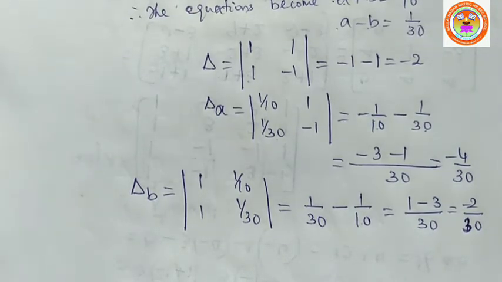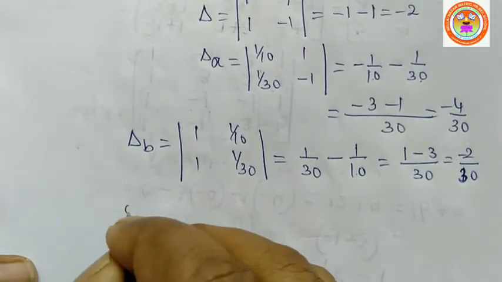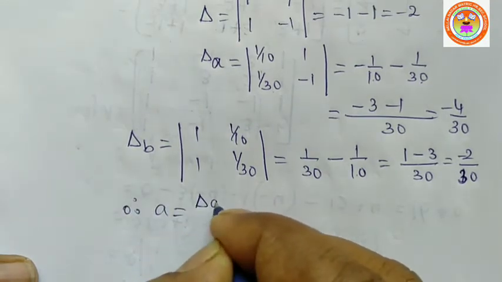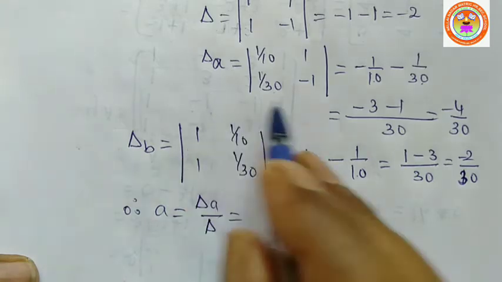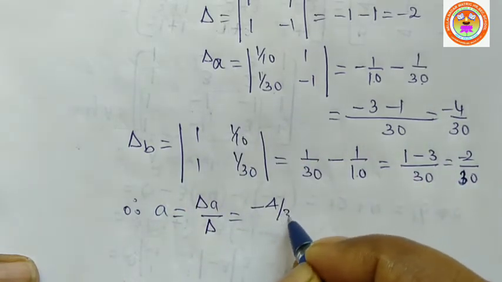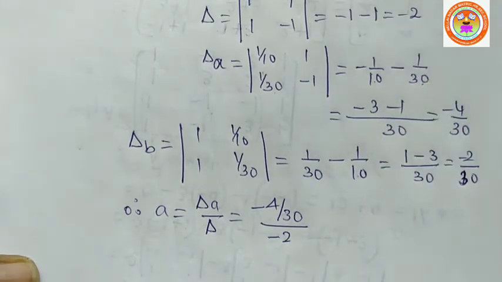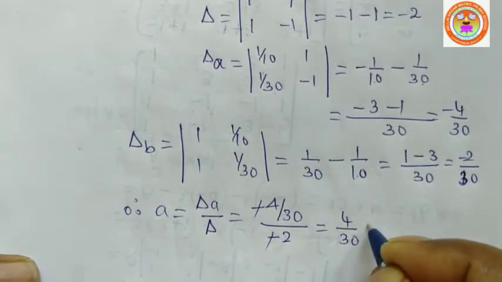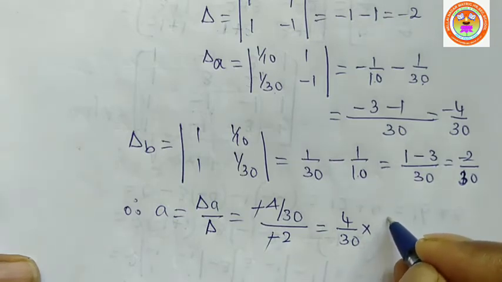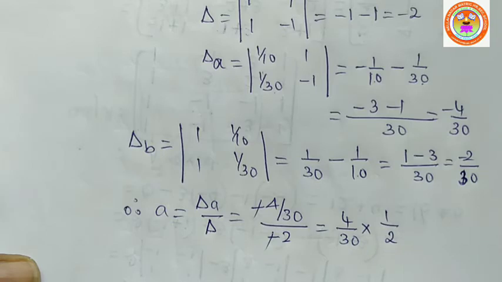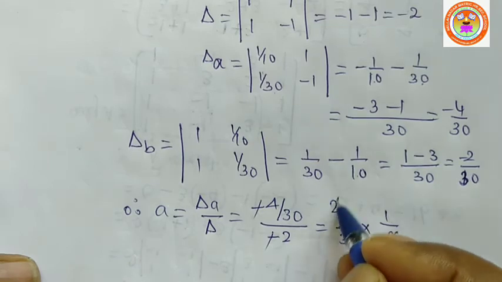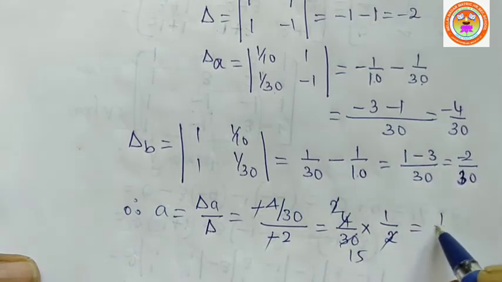Now we can find the value of A and B. What is A? A means delta A by delta. What is delta A? Delta A is minus 4 by 30. Delta is minus 2. That is equal to, minus getting cancelled, 4 by 30 into reciprocal of denominator, that is 1 by 2. 2 ones are 2, 2 twos are 4, 2 ones are 2, 15. That is 1 by 15.